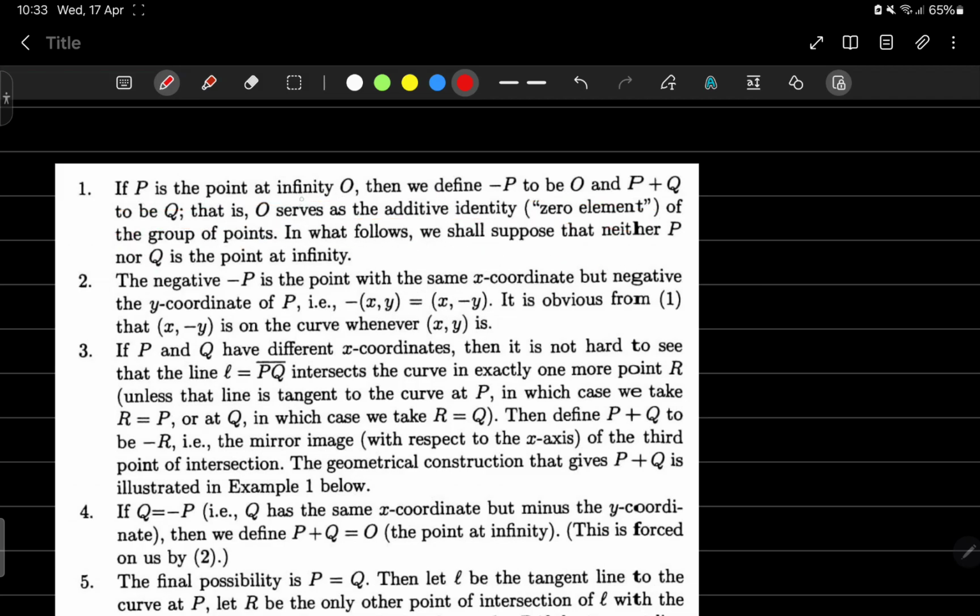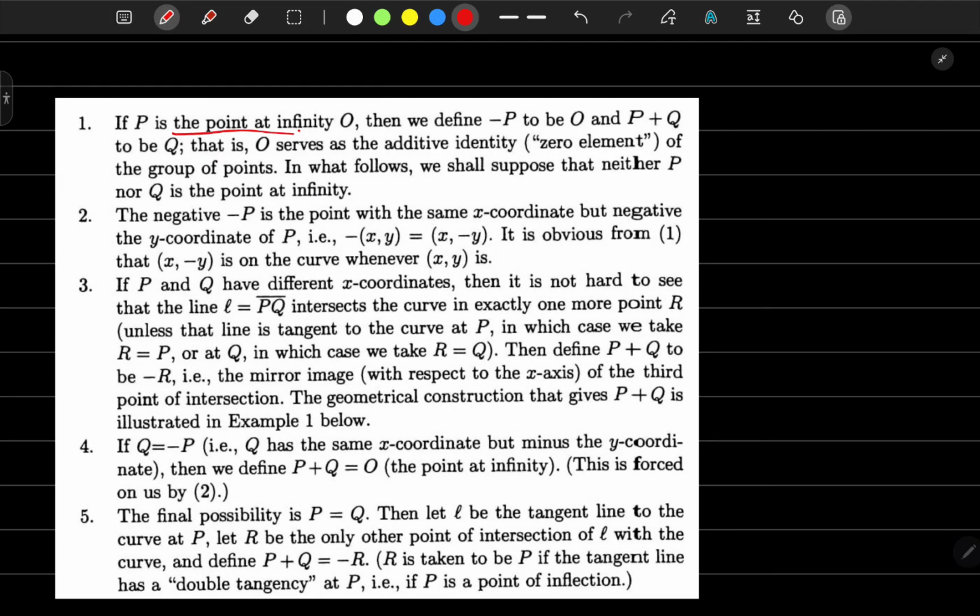So if P is a point at infinity, let's say if P is the point at infinity O, then we define minus P to be O, and P plus Q to be Q, that is, O serves as the zero element of the group of points. First we suppose that neither P nor Q is a point at infinity. So whatever discussion here, we are saying let P, Q be two points such that P is not equal to the point at infinity, I mean capital O, and Q is not equal to capital O. Okay.